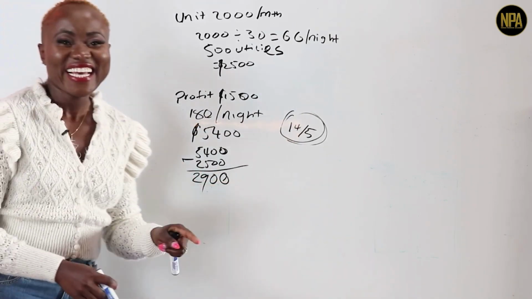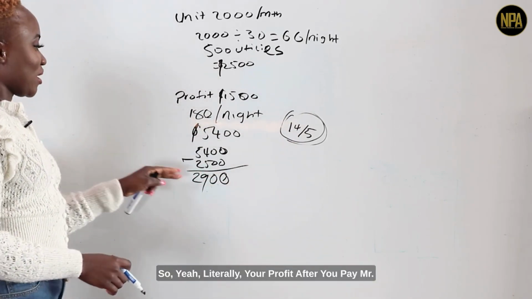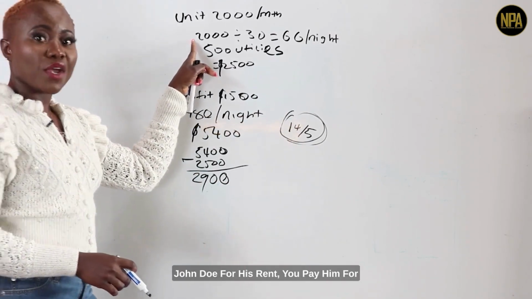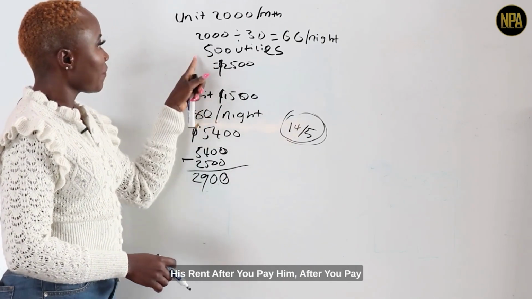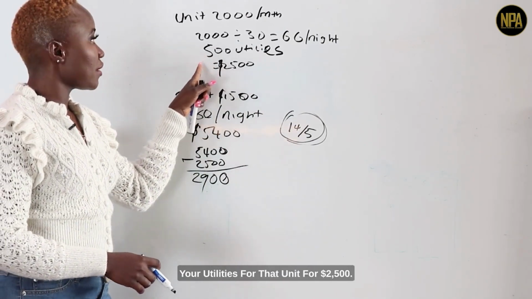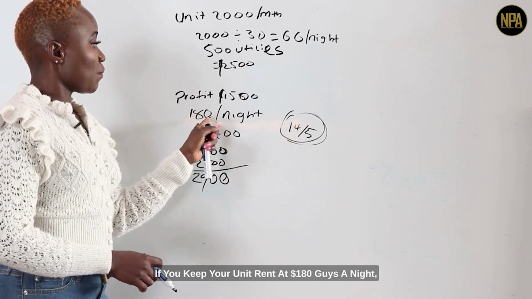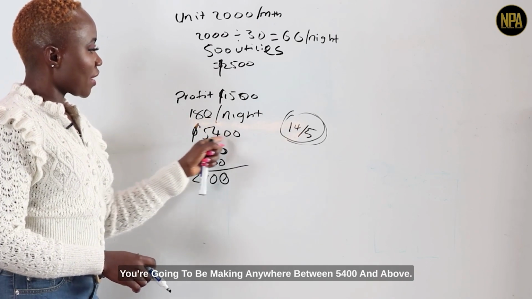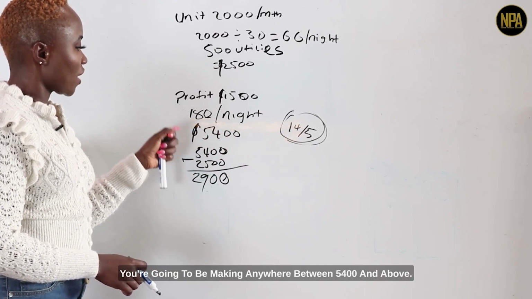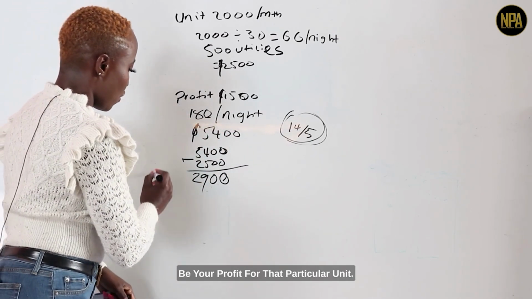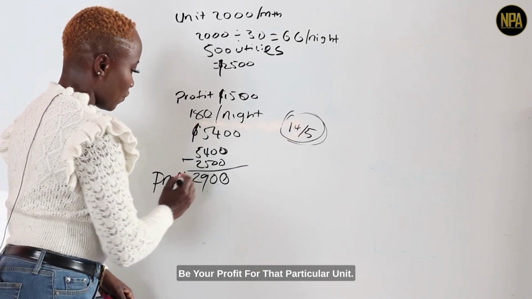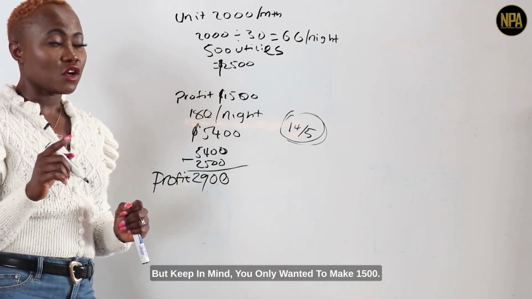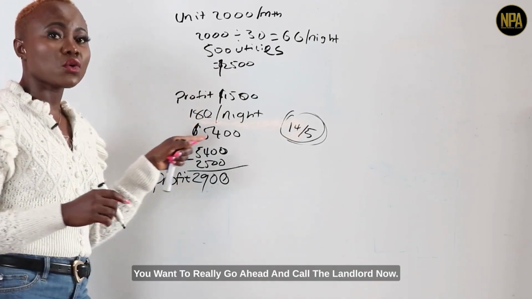Anyways, your profit, after you pay Mr. John Doe his rent and pay your utilities, for $2,500 total, if you keep your unit at $180 a night, you're going to be making anywhere between $5,400 and above. And this is what is going to be your profit for that particular unit, $2,900. But keep in mind, you only wanted to make $1,500. So this is really good. You want to really go ahead and call the landlord.